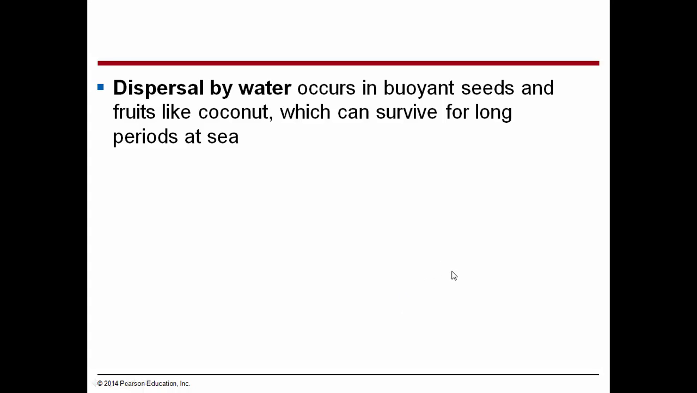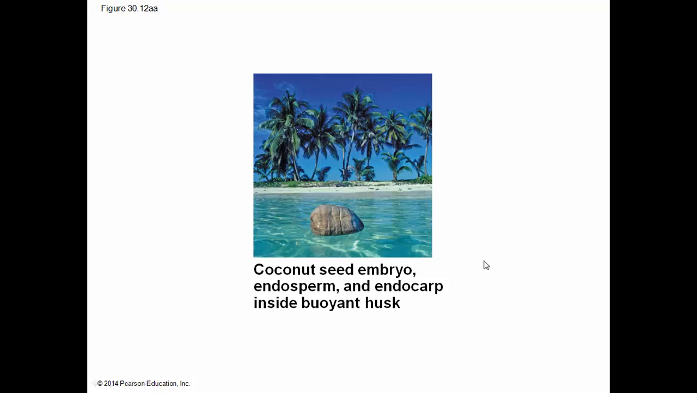Dispersal by water occurs in buoyant seeds and fruits like a coconut, which can survive for long periods at sea. So there's the coconut seed embryo. The endosperm of the coconut is the white part when you crack it open and eat it. I don't know who's eaten a coconut, but they can be delicious. It's easier to buy the shredded coconut, but you can buy a coconut and crack it open with a hammer, and you dig out the endosperm, and it's delicious that way.